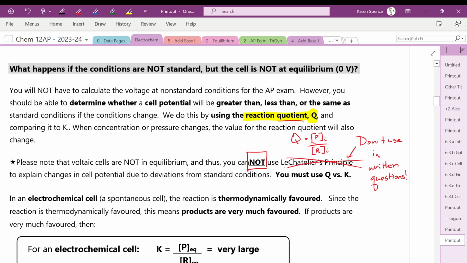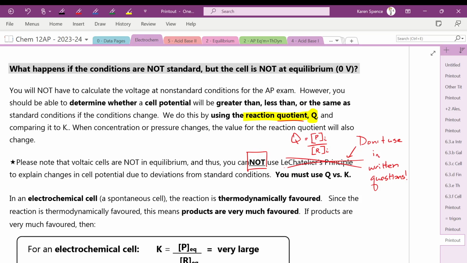So what we're going to do is say, if I change the conditions in this way, does it make the cell potential greater or does it make the cell potential smaller? Our normal copper zinc half cell has a voltage of 1.10 volts. That is only true if we have 1 molar copper and 1 molar zinc 2+. It is only true if we are at 25 degrees Celsius.